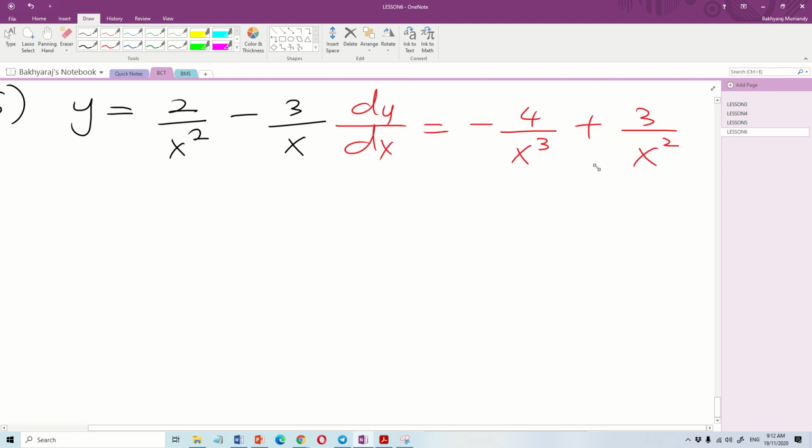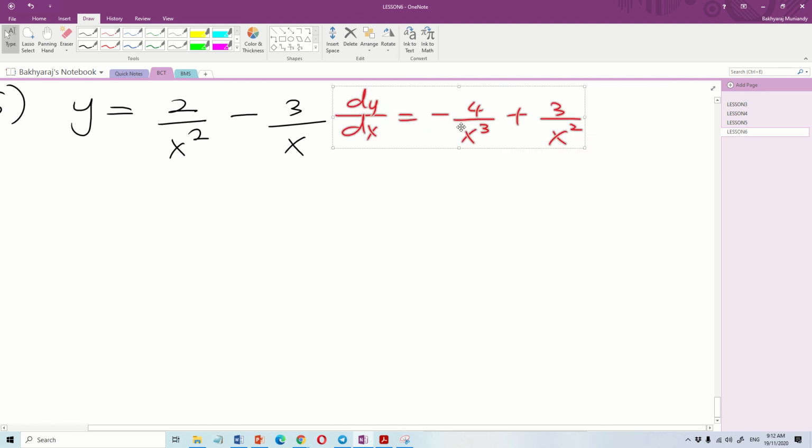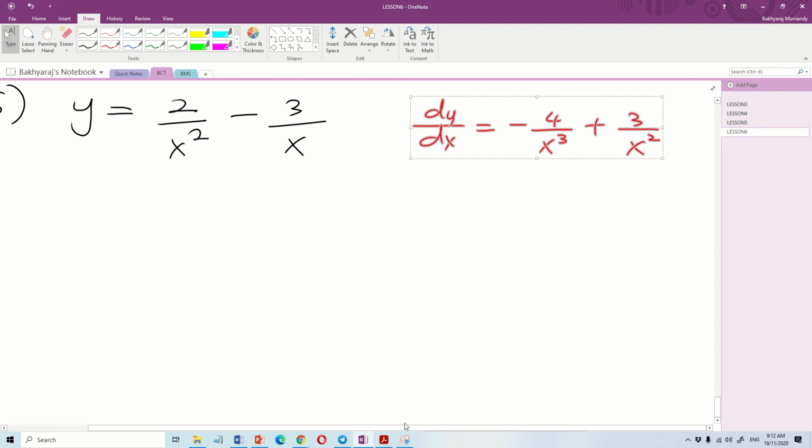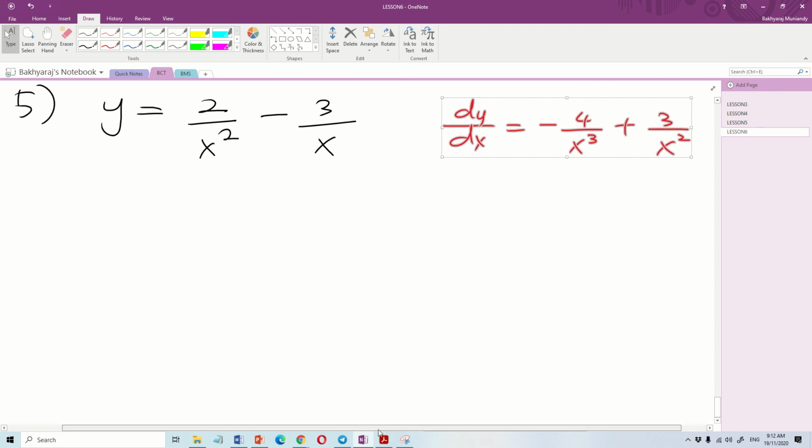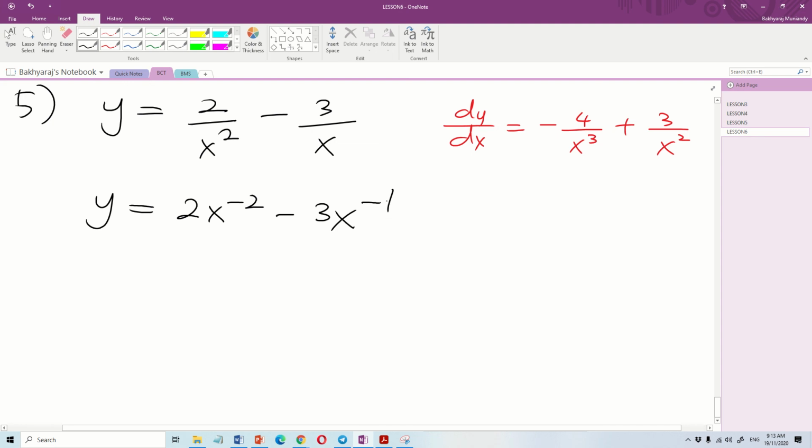Okay, we get this answer. Okay, so first, what is the first step? What do we need to do? The first step: y equals 2 power of x negative 2. So we must change it first. Before you go for the differentiation, all the functions must be changed to negative power, because this is a fraction. Minus 3 power of 3 x power of negative 1. So this is the first step.